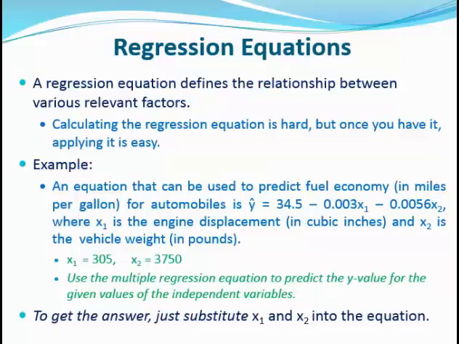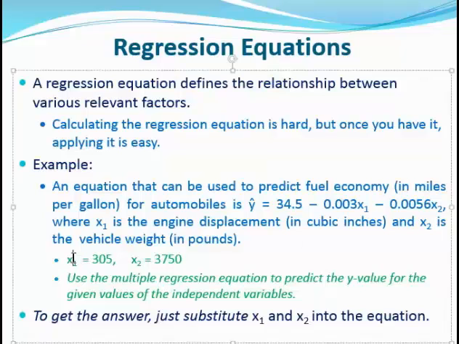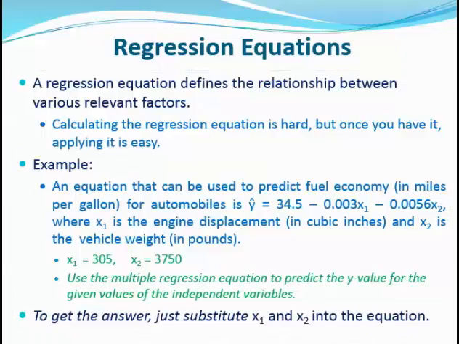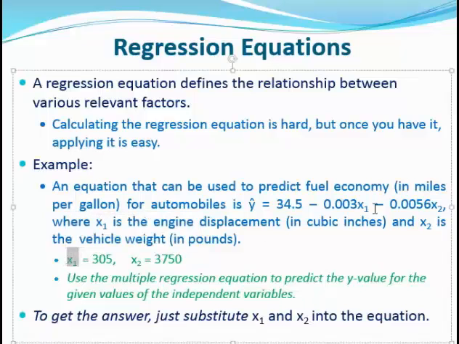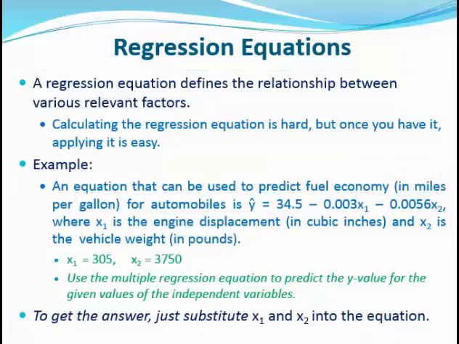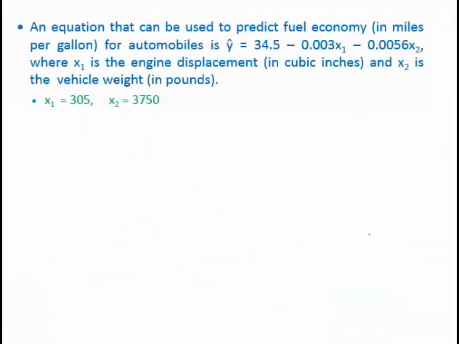In other words, you don't really have to understand all the nuances of this. What this means is this is a way just to predict fuel economy based on certain parts, and you're given the value for x1, and you're given the value for x2, and you are asked, using the equation, to predict the y value for the given values of the independent variables. And the reason why this is extremely easy is because all you have to do is substitute the x1 over here for the x1 in this equation, and the x2 for the x2 in this equation in order to figure out what y is. And we're going to quickly look at how to do this.